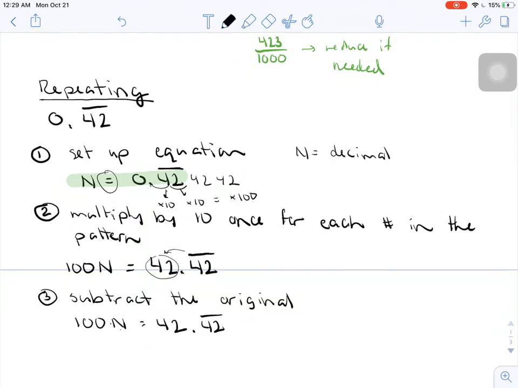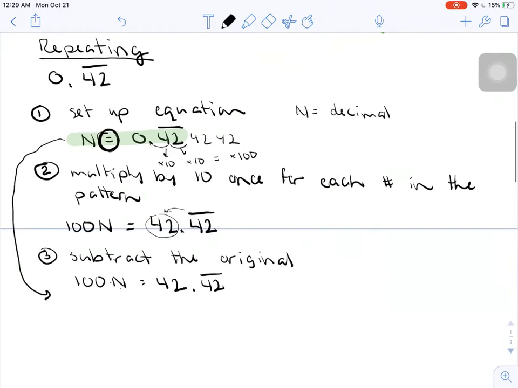So you have to remember something really important, because I put an equal sign here. I'm saying that the 0.42 repeating and the n are worth the same thing. They're interchangeable. So everywhere where I have an n, I could put a 0.42 repeating instead. So I'm going to take that starting statement, and I'm going to come down here, and I'm going to subtract it. So the original decimal was 0.42 repeating, so I'm going to subtract it.